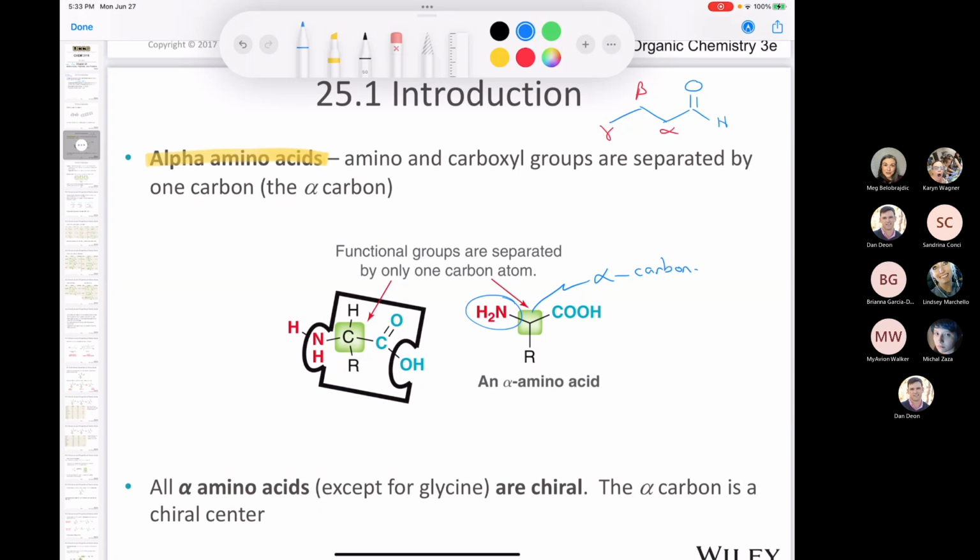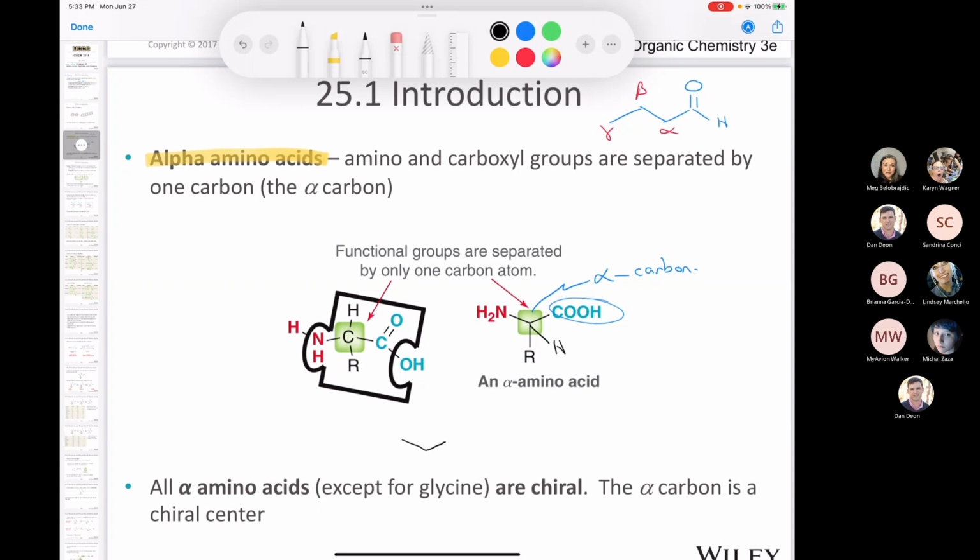So alpha amino acids. Now that alpha carbon, since it's got a carboxyl and an amine already attached to it, if it has an R group here that isn't a hydrogen, because there is a hydrogen here, okay, if it's got an R group on it, it's chiral, right? So all amino acids except for glycine are chiral. Well, if glycine isn't chiral, what's the only possible structure for glycine? Glycine must be this. It must be an alpha amino acid.